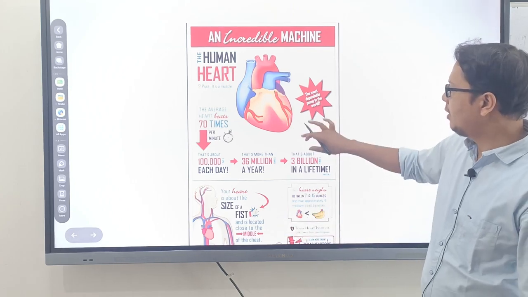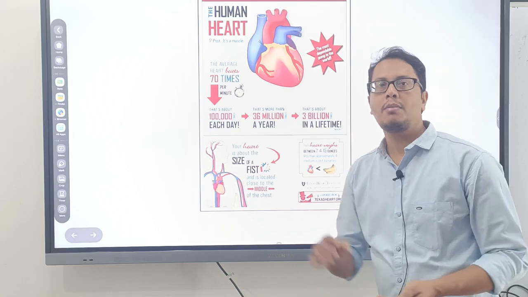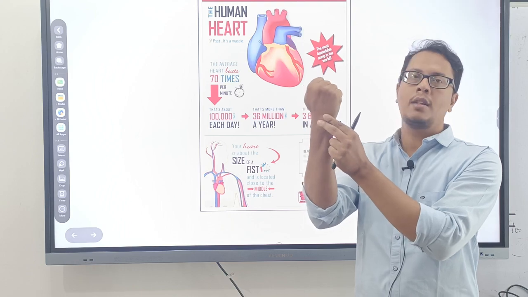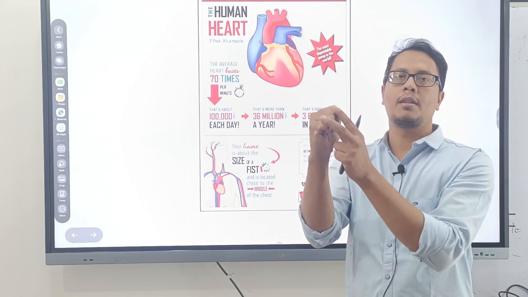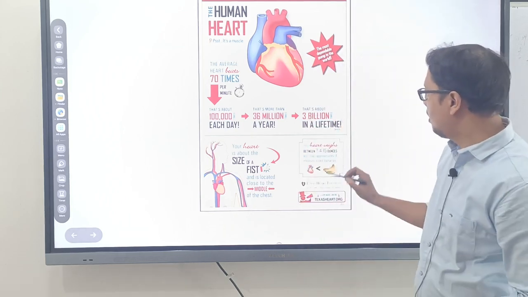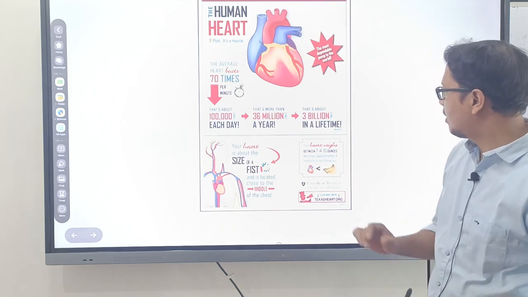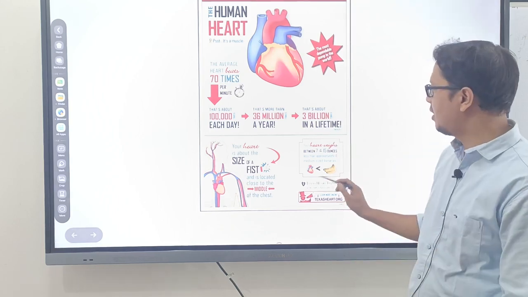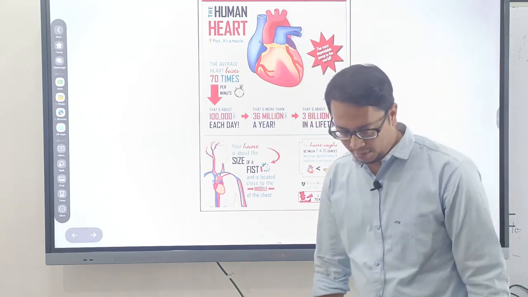Now, what is the size of the human heart? If I close my hand like this, this much portion, this shape, is the size of an average normal heart. And what is the weight of the human heart? If we take 4 medium-sized bananas, the weight of those is about the weight of a human heart. These are the certain interesting facts about the human heart. So, thank you, students.